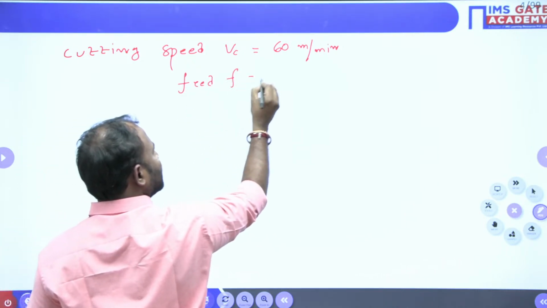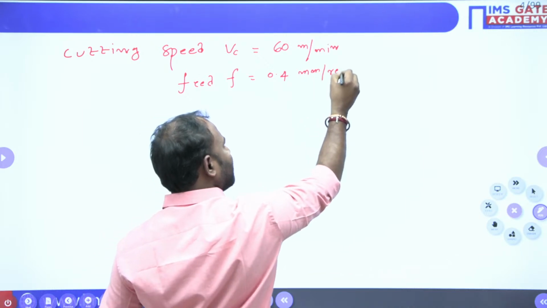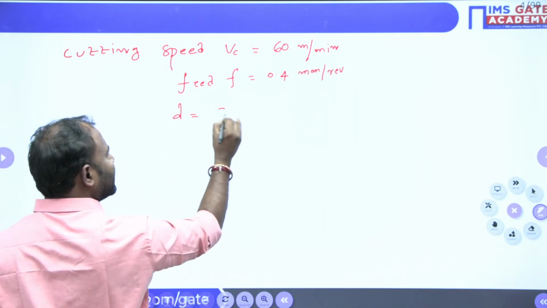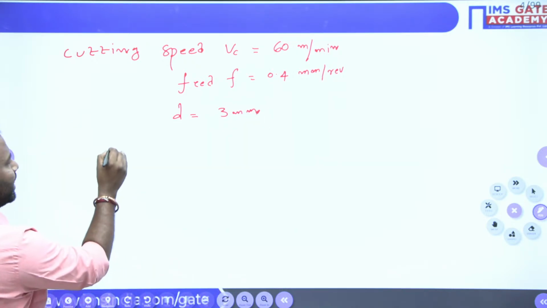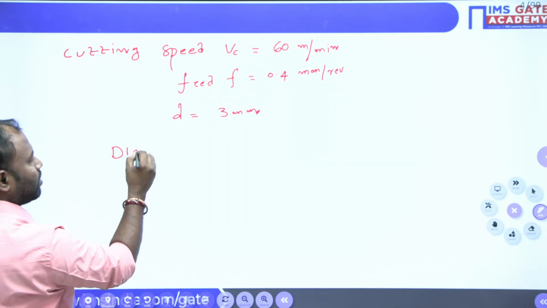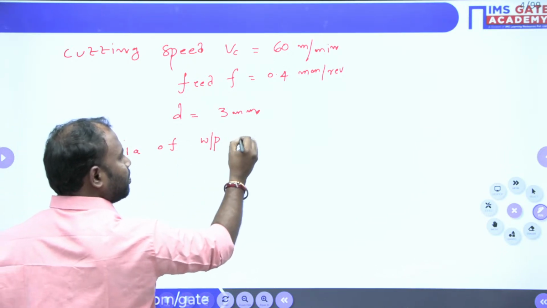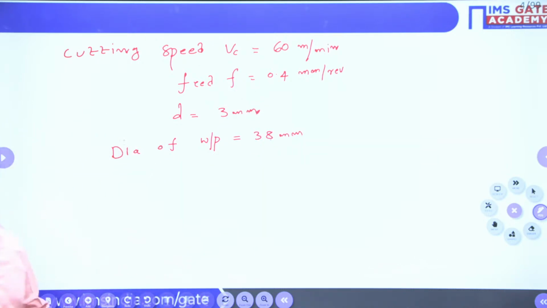Feed F is equal to 0.4 mm per revolution. Okay, next is depth of cut. Depth of cut is equal to 3 mm, it is given. And after that, the initial diameter of the job, diameter of workpiece. Diameter of workpiece is 38 mm. Okay, this is the given data.